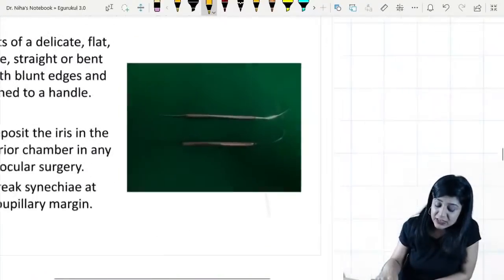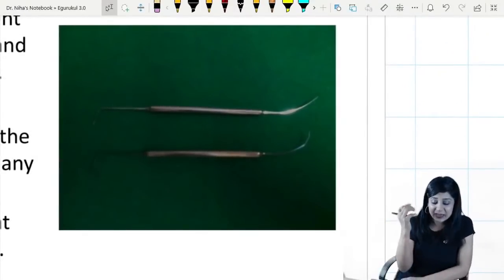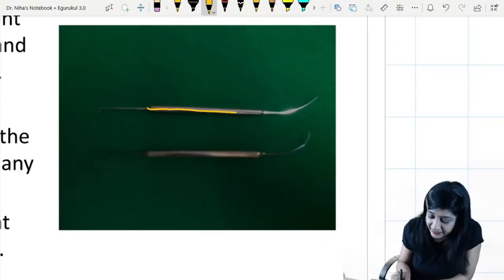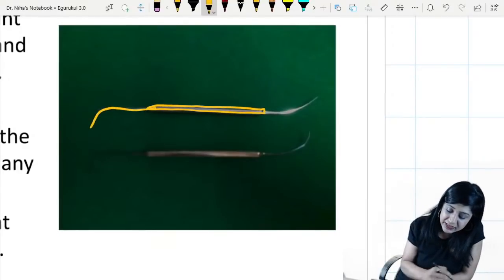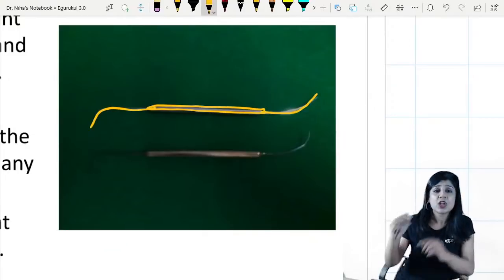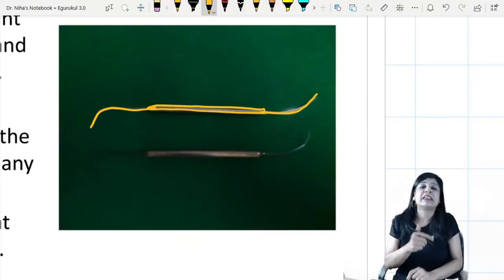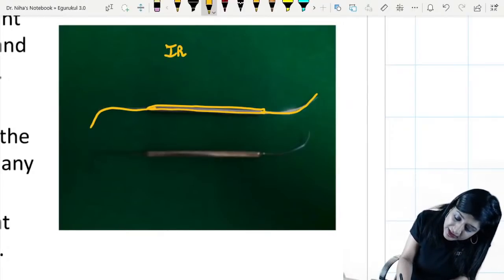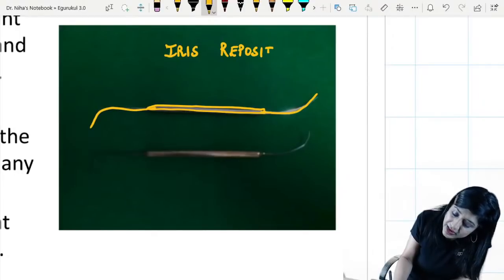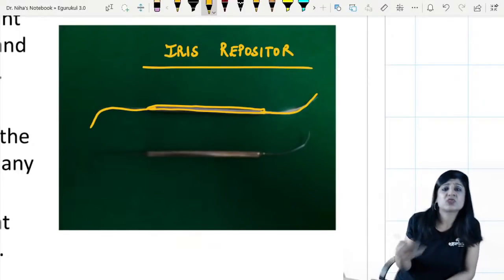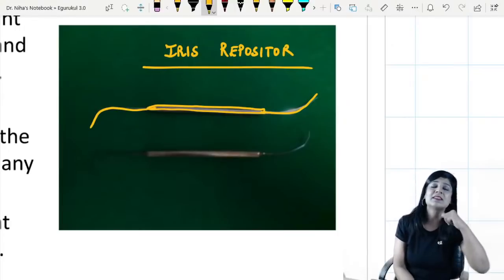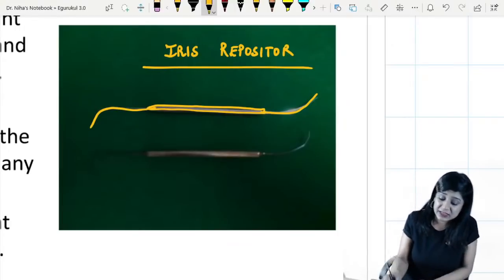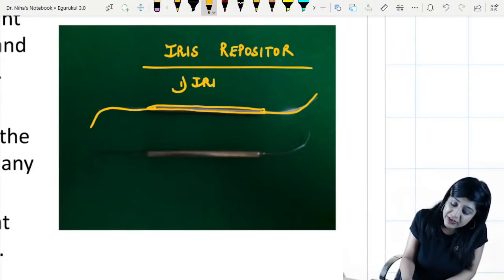Dialers we have seen. Now this is one instrument which is a very sleek one. This is a handle that is there and then you have got two L's. Ek taraf se it is something like this and on the other side it is like this. So it's a very very sleek, very delicate instrument. This is called the iris repositor. So as the name indicates, it is working over the iris, so it has to be very very delicate. Repositor means it can be used in the cases of iris prolapse.